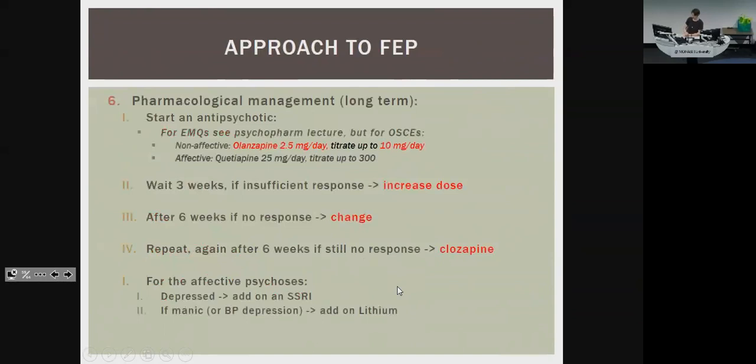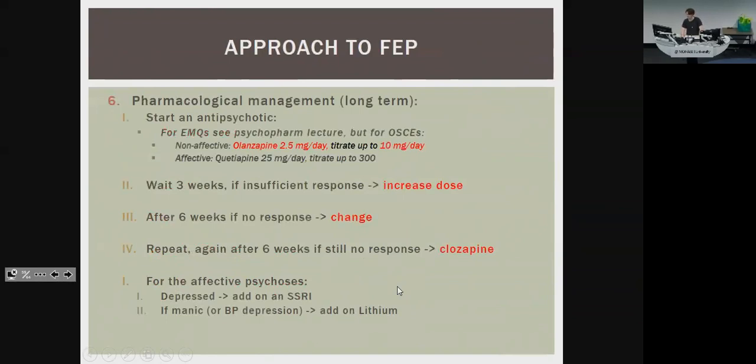Pharmacological management. For EMQs, you need to know specifics of what antipsychotic you're going to give. Some of them are better for people with high prolactin, etc. I can't remember which one it is. For an OSCE, you're not really going to have enough time to think, oh, this patient needs this. So in general, just give them olanzapine.